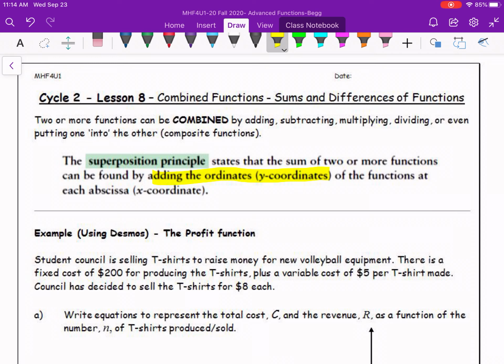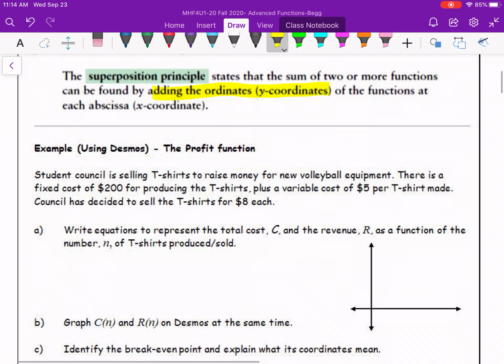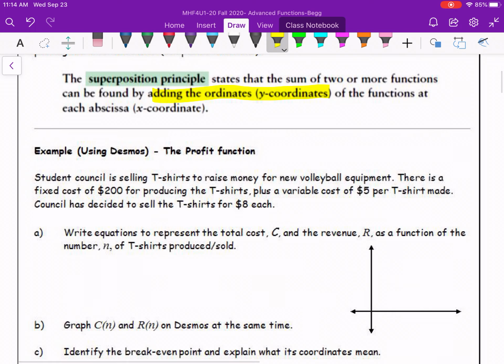So if I want to add the points, say, (2, 3) and (2, 4), notice how (2, 3) and (2, 4) both have the same x coordinate. I would add the 3 and the 4 together and I'd get a new point, (2, 7). Very simple, and if you're still wrapping your head around it, then of course there'll be some examples to help you with that. But that's the idea: add the y coordinates, keep the x coordinates the same.